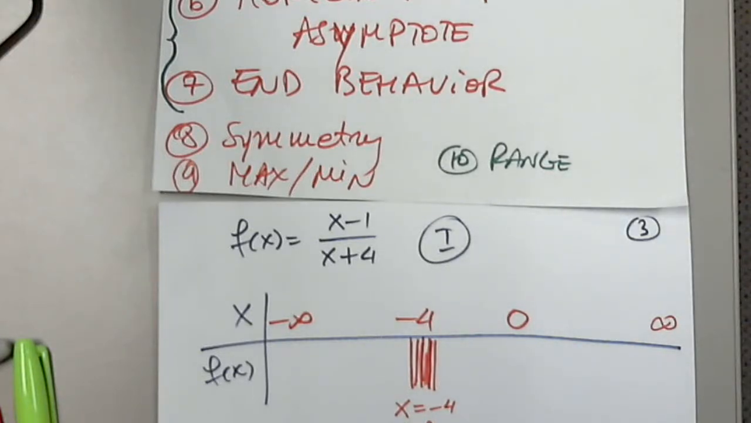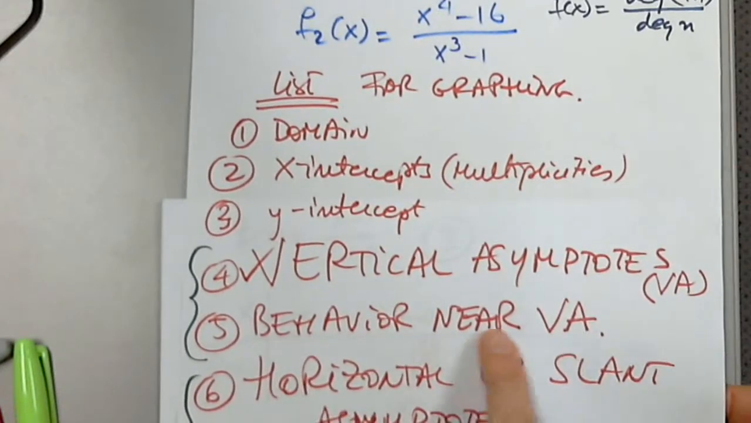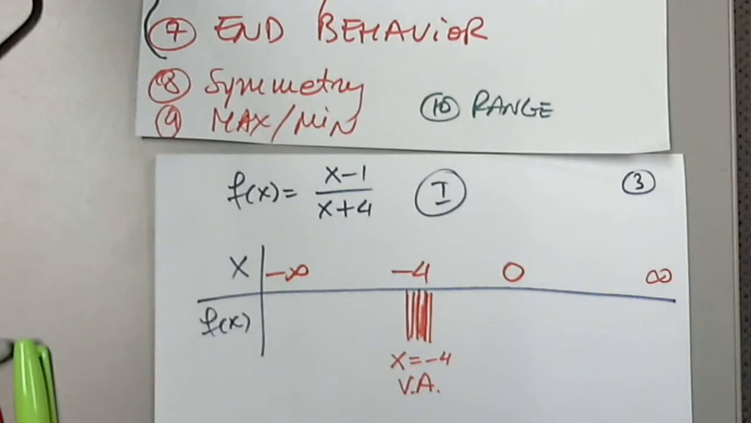Good. Now, what happens? This is the next part, the behavior of the function near the VA. So this is the vertical asymptote. What happens left and right? What is the behavior of the function left and right of the vertical asymptote? There are 4 options. Here's one option. Both sides go to what? Infinity. Here's a second possibility. Both sides, left and right of the vertical asymptote, go to negative infinity.